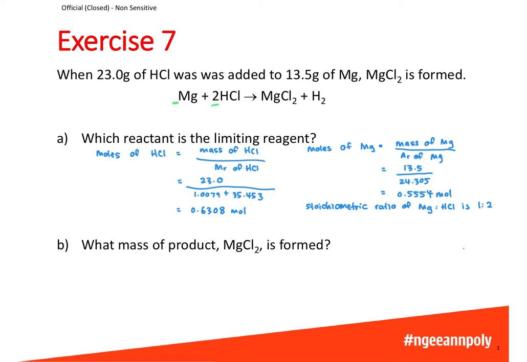Now let's compare the number of moles of magnesium and HCl with the stoichiometric ratio of 1:2. We can start comparing using either reagent. So for this example, let's use magnesium. Since the stoichiometric ratio of Mg to HCl is 1:2, let's find out how many moles of HCl would be required to react with 0.5554 moles of Mg. So let's write that down.